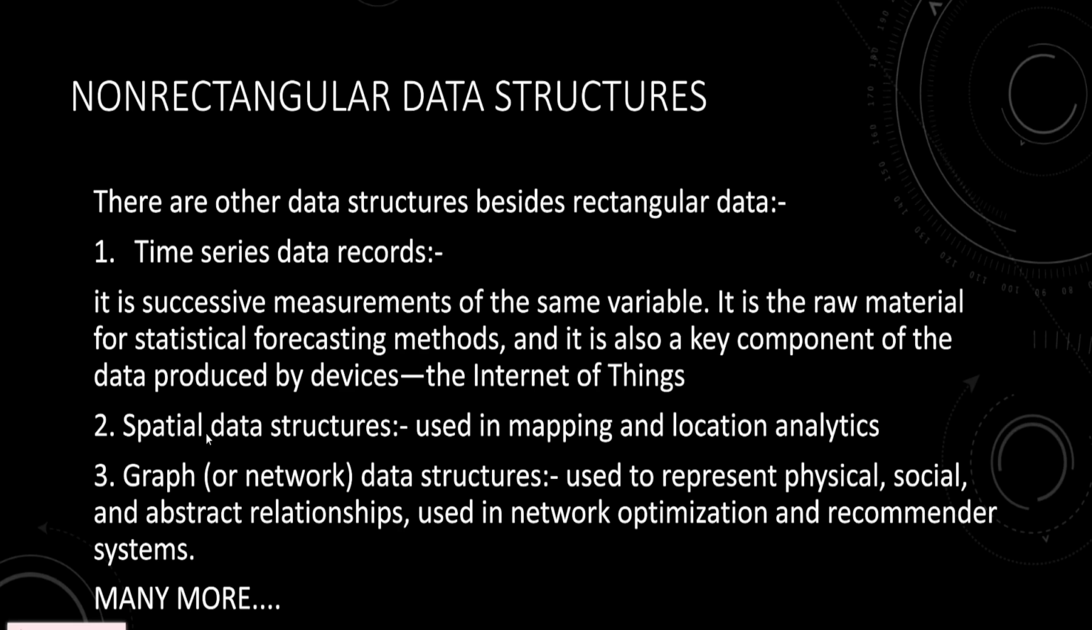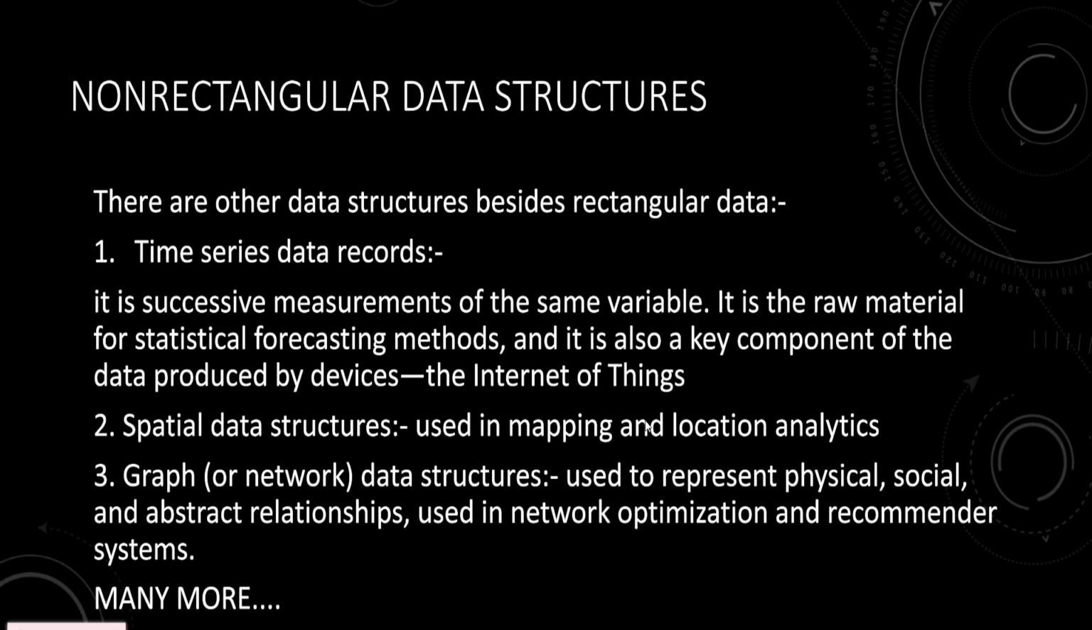The second one is spatial data structure, used in mapping and location analysis. I will explain this type of data structure in detail in later videos. As of now, this information is enough. The third one is graph or network. It is used to represent relationships between entities and it is useful in recommender systems, like friend recommendation in social media. There are also many more non-rectangular data structures, but they are not useful at the initial stage.